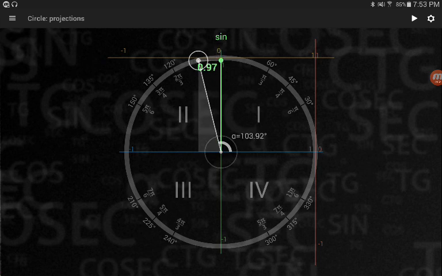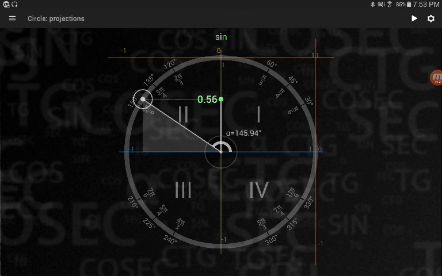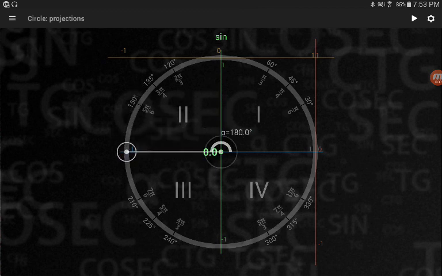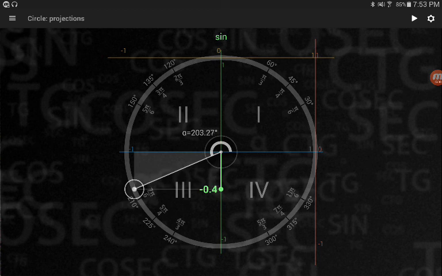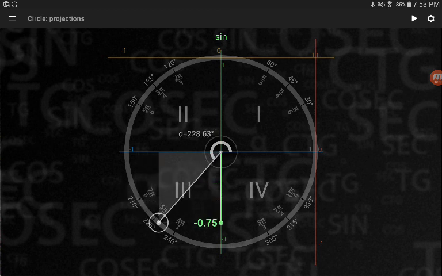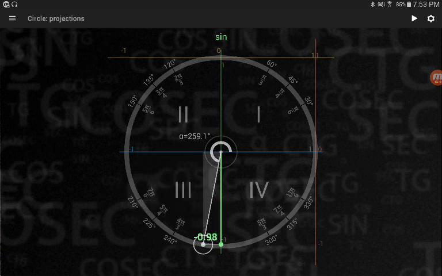Now, what happens to the height as I go this way? It's getting shorter and shorter until at 180 degrees, the height is 0. Going from 180 down to 270, you can see that the height goes negative. It gets taller in the negative direction down to -1. So sine of 270 is -1.